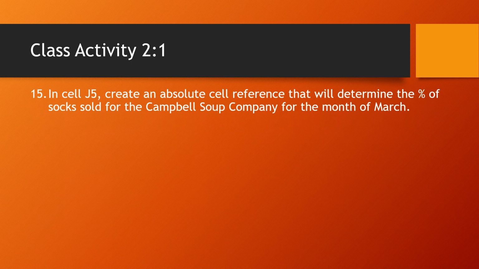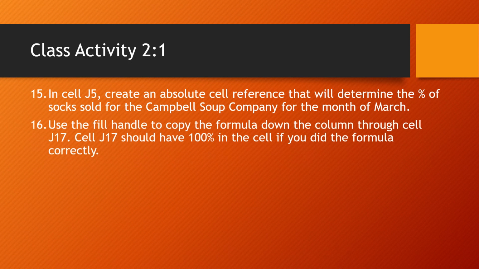In cell J5, create an absolute cell reference that will determine the percentage of stock sold for the Campbell Soup Company for the month of March. Use the fill handle to copy the formula down the column through cell J17. Cell J17 should have 100% in the cell if you did the formula correctly.